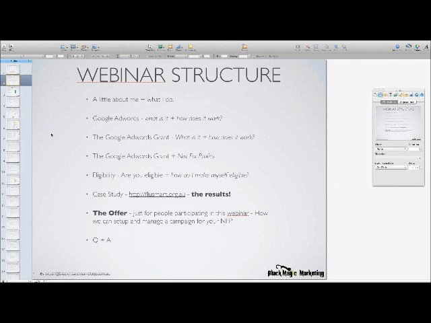The webinar is how I'm going to run this one. Pretty straightforward. A little about me and what I do. What exactly is Google AdWords and how it works? The grant, what is it and how it works, and how it works with not-for-profits. Eligibility, and how can you make yourself eligible if you might have applied and you've been rejected. Often there's just something you can change in the application that will then render your application successful.